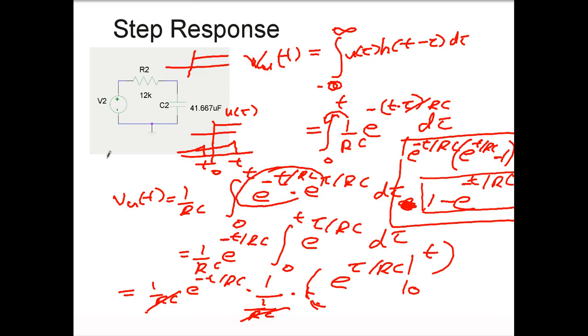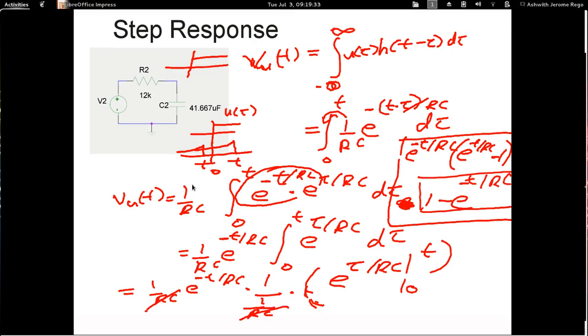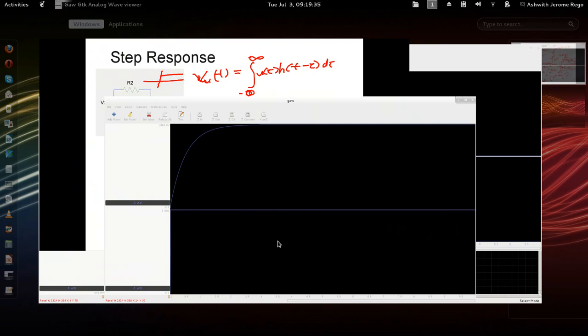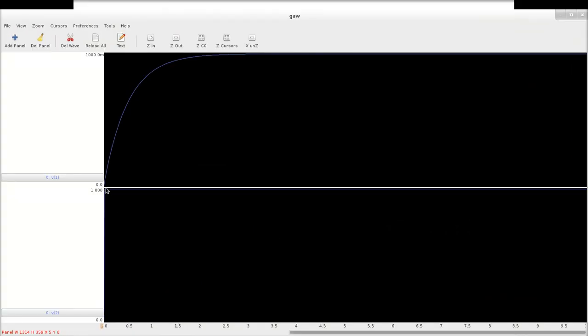We've already seen this in 6002x, that when we give a step input to our RC circuit, we will get this rising exponential of this form, 1 minus e raised to minus t by RC. So we've already seen this, and let's just see this in simulation for completion. So this is my step response, the step input.